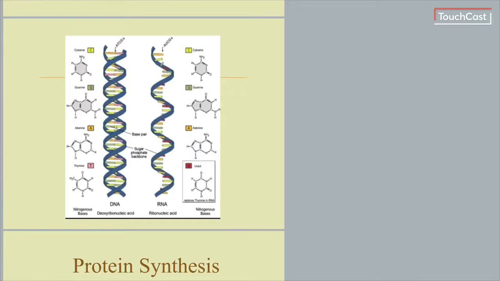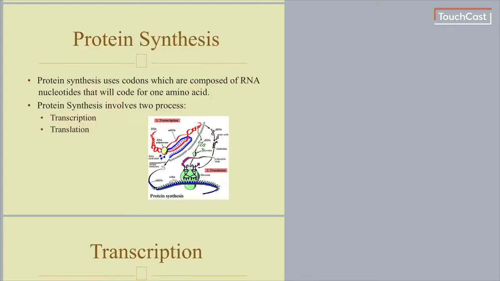So if we take a look at this picture, we see DNA on the left-hand side with its A, G, T, and C, and it has 2 strands, or 2 blue stripes, twisting. If we look on the right side of this picture, we have an RNA molecule, just 1 blue stripe, and it has C, G, A, and U. Now, every single time we make an RNA molecule, we'll be using U, or uracil, instead of T, thymine. Protein synthesis uses codons, which are composed of RNA, to code for one amino acid.